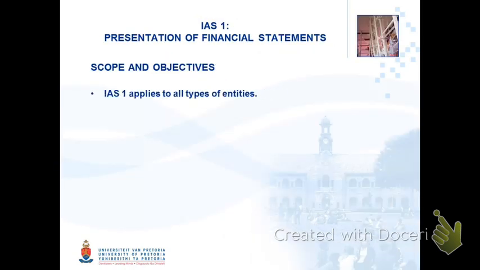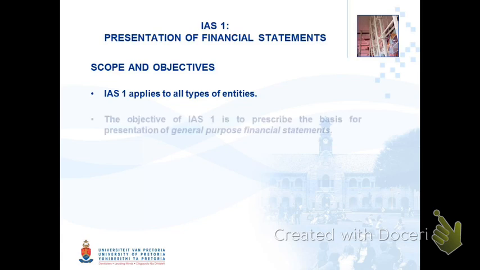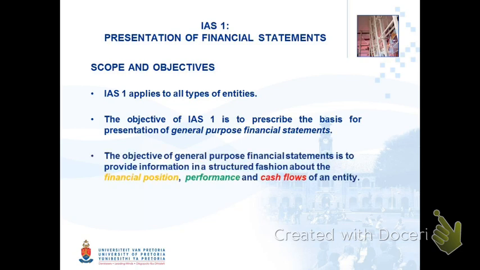Your scope and objectives. IAS 1 applies to all types of entities, and the objective of this standard is to prescribe the basis for the presentation of general purpose financial statements. Now, general purpose financial statements is again to provide information in a structured fashion about the financial position of an entity, the performance, in other words, the profit and loss of the entity, and the cash flows from that entity.